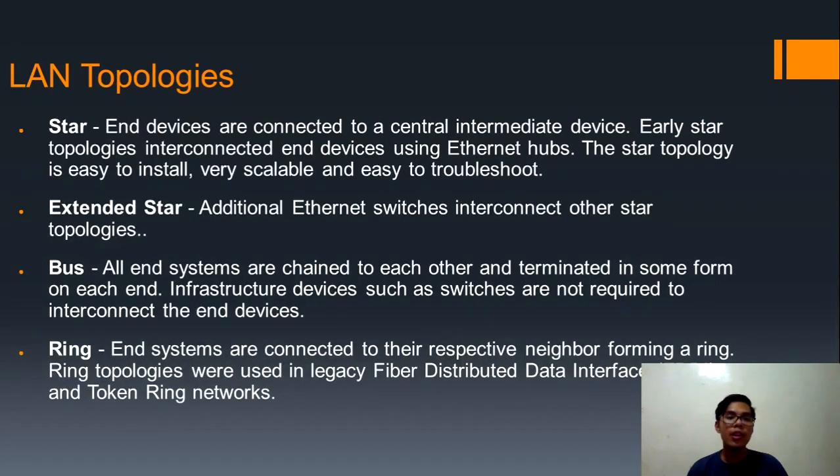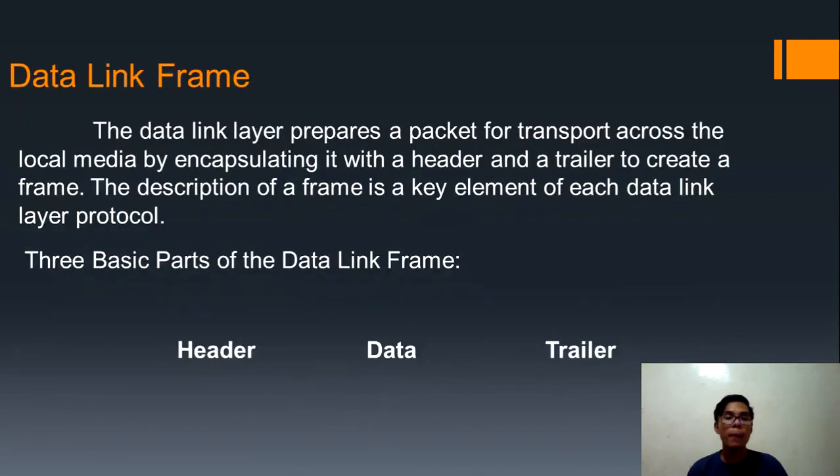LAN topologies. Star. N devices are connected to a central intermediate device. Extended star. Additional Ethernet switches interconnect other star topologies. Bus. All N systems are chained to each other and terminated in some form at each end. Ring. N systems are connected to their respective neighbors forming a ring.